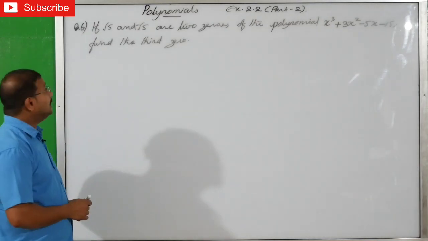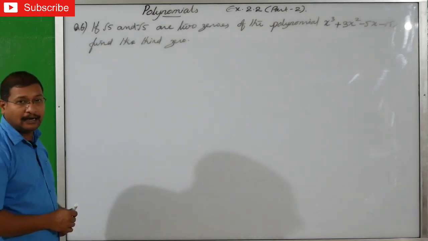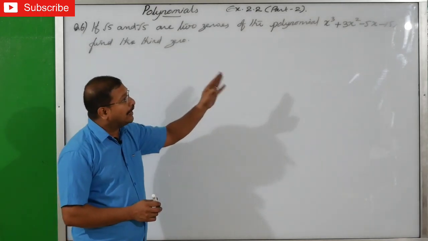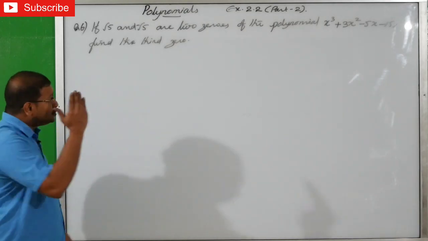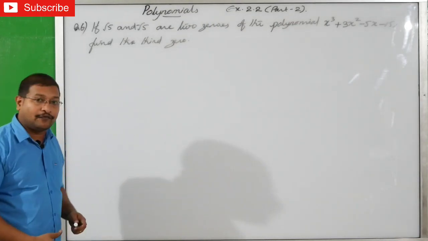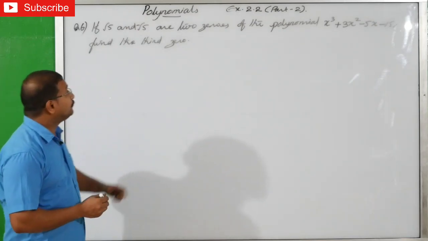Question number 6. If root 5 and minus root 5 are the zeros of the polynomial x cube plus 3x square minus 5x minus 15, find the third zero. Two zeros are given. It is a cubic polynomial, isn't it? From here, what do you want to find out? You have to find out the third zero. So what you will do?